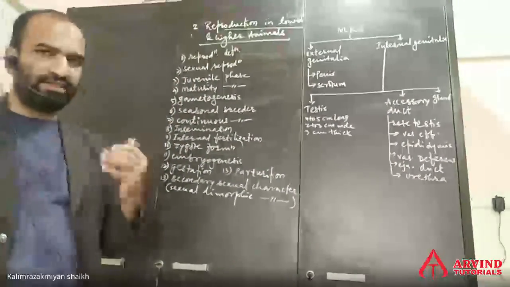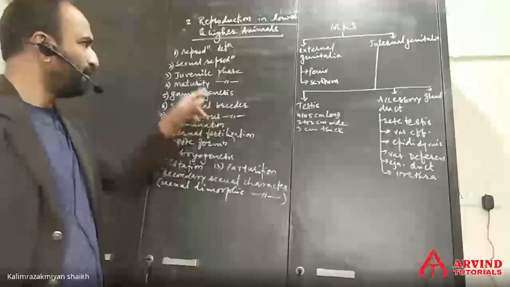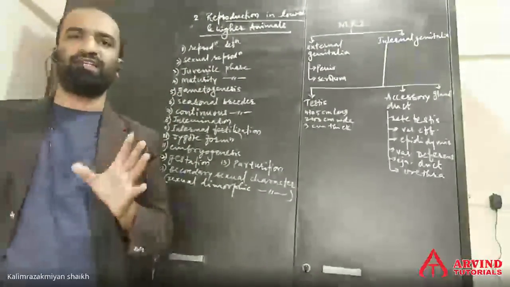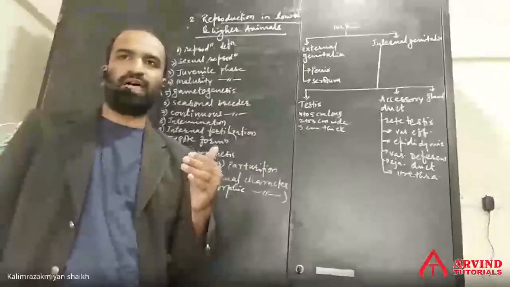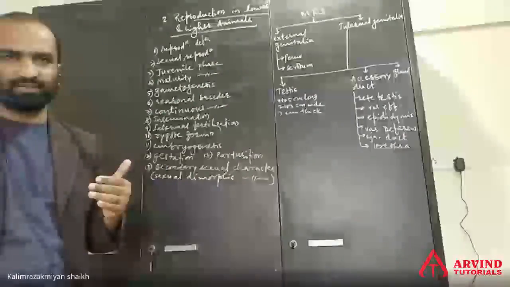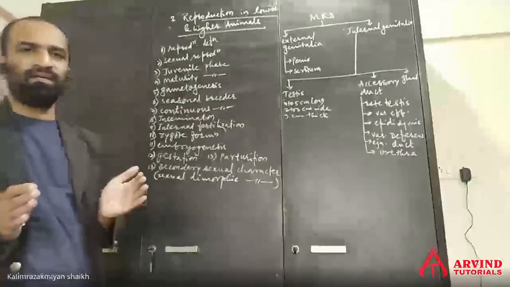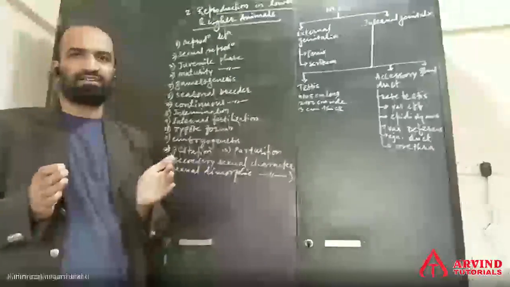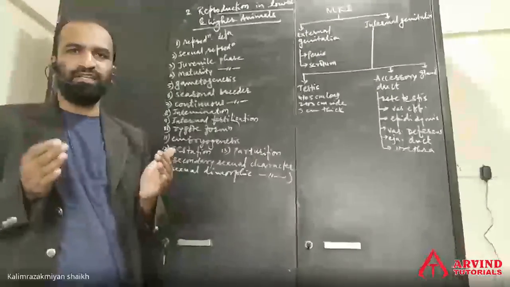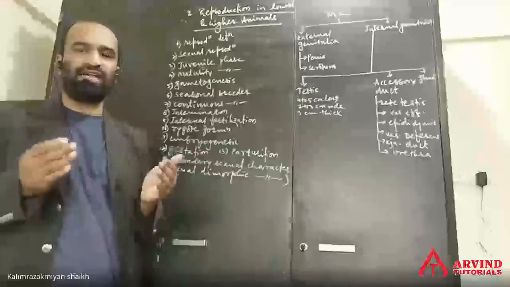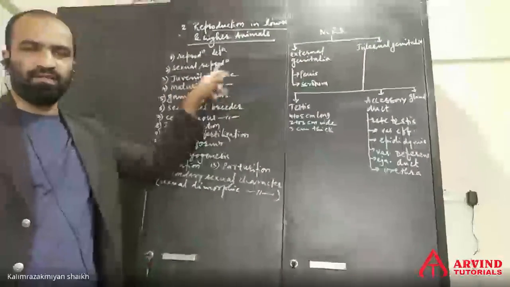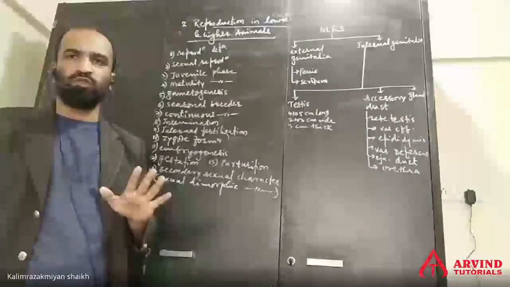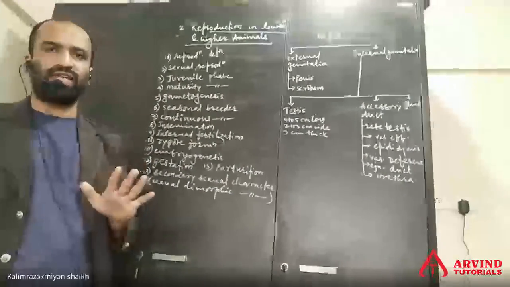First of all, we will see in this chapter what is the juvenile phase. After zygote formation, the zygote forms an embryo, and the embryo forms a fetus, the unborn baby. Then after birth, there is an infant, then a child. That childhood condition is called the juvenile phase. There is no maturity, so the childhood condition is called the juvenile phase.